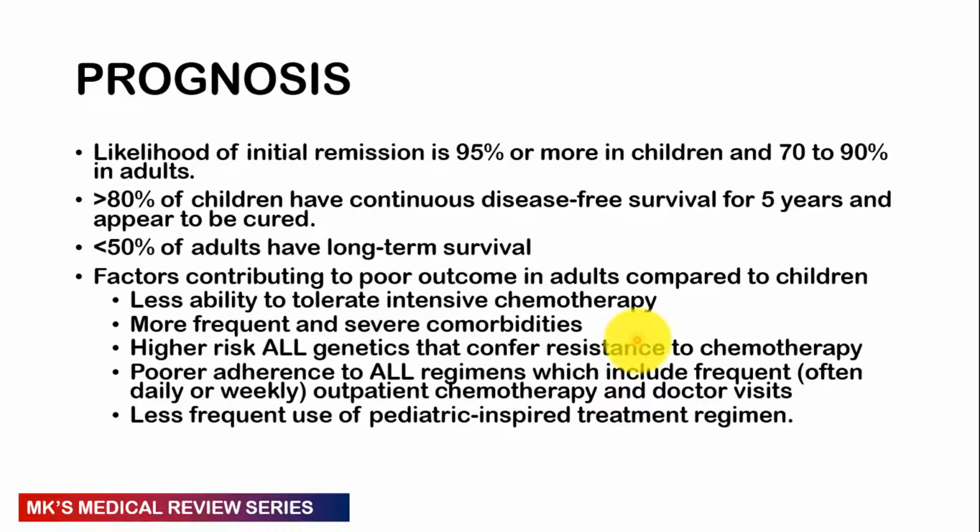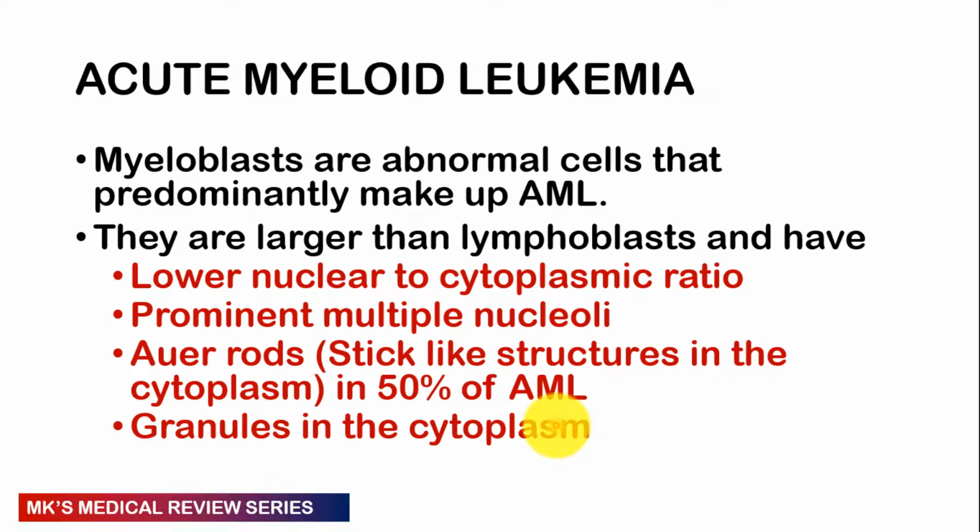confer resistance to chemotherapy in adults, and of course poor adherence to the treatment, because this may include frequent visits, daily or even weekly visits to the outpatient chemotherapy department, as well as doctor visits. And of course, there is less frequent use of pediatric-inspired treatment regimens. There are different regimens that are given to adults. So those are the important things that you really need to know about acute lymphoblastic leukemia.